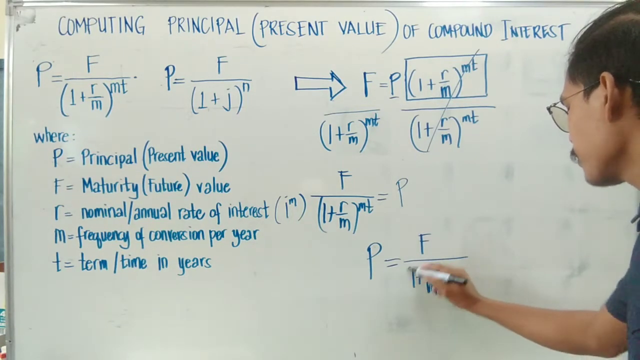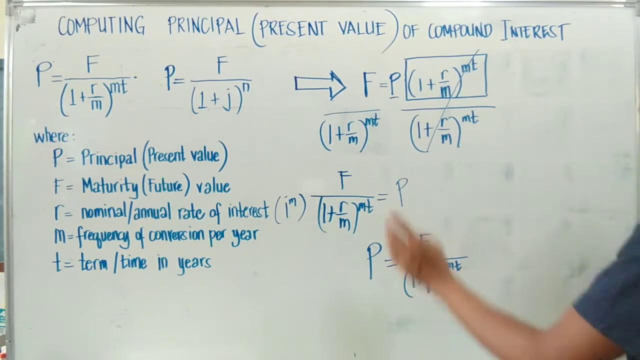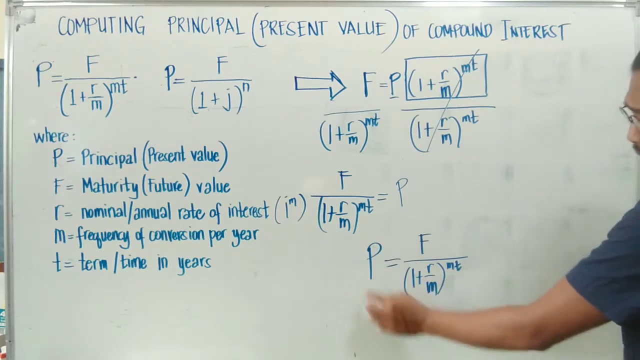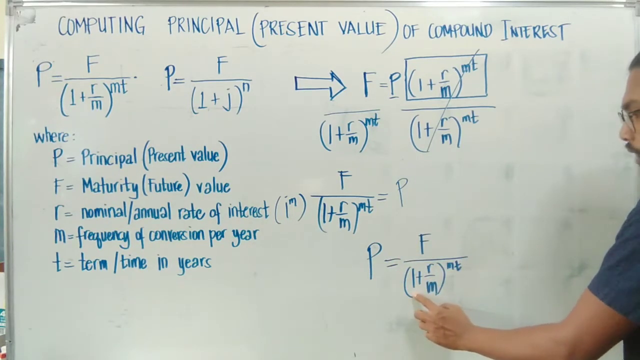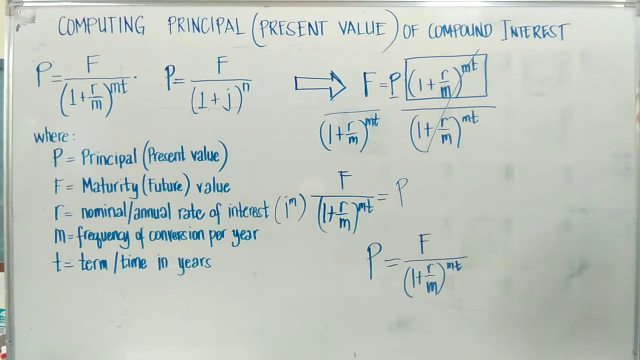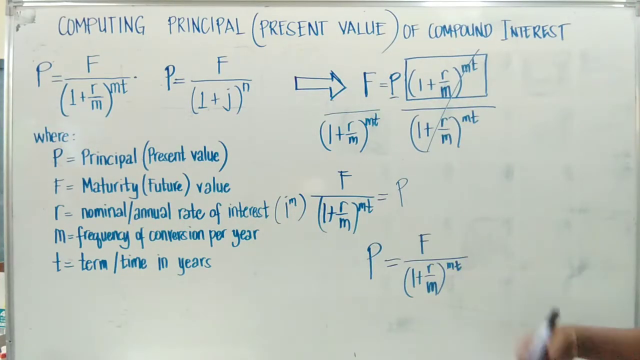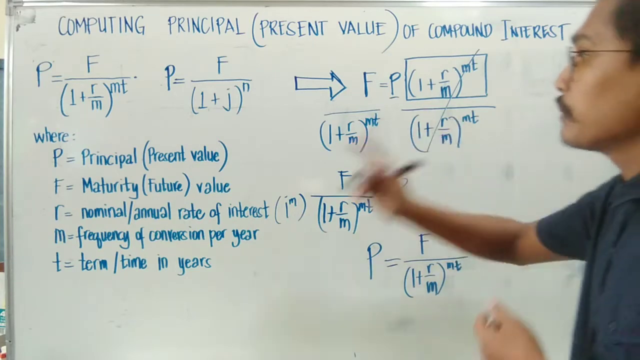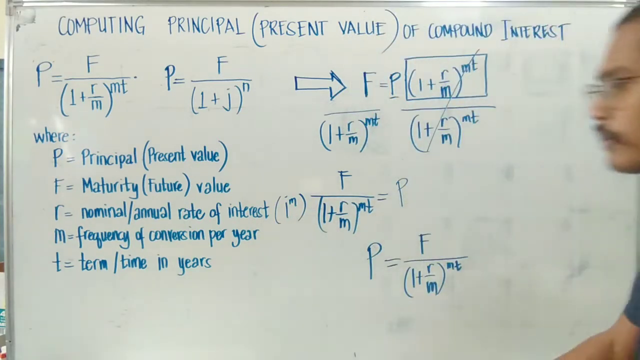So the order will be disarranged, but the value is the same. So we have derived P equals F over the quantity of 1 plus R over M raised to MT. Okay? So now let us proceed to the application of this formula and terms to your problem solving.